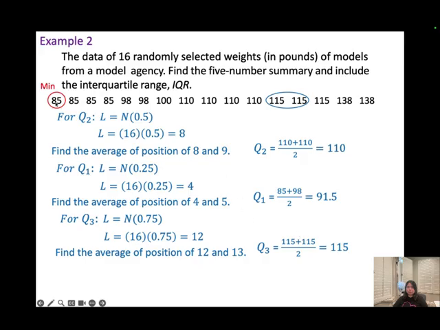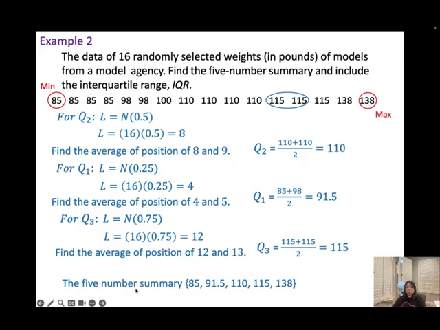And then the minimum will be the smallest value in the data, so that will be 85. And then the maximum is going to be 138. So we have the minimum, Q1, Q2, Q3, and then the maximum. Okay, write it down as your 5-number summary.